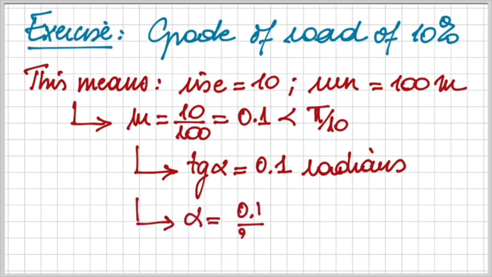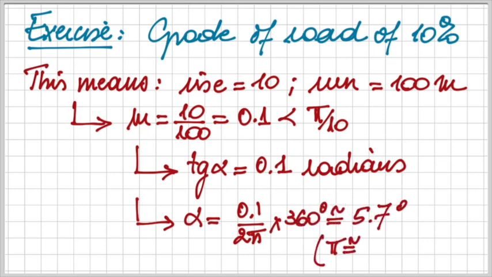And we can calculate alpha easily by taking 0.1, dividing it by 2 pi and multiplying by 360, which gives us approximately 5.7 degrees. Why approximately? Well, I used the approximation of pi to be equal to 3.14, and that is not exactly correct. So that's it for the tangent and the cotangent function.